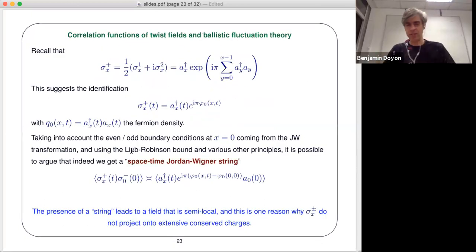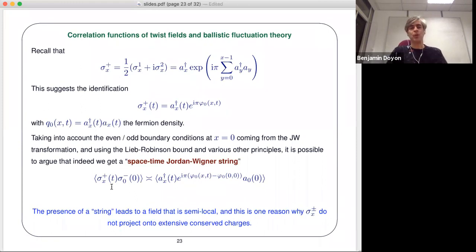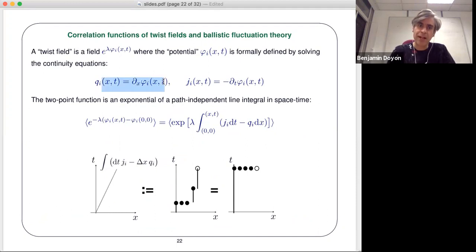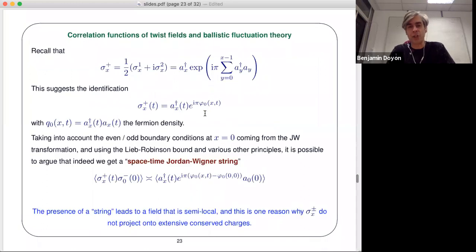So thanks to everybody who is still there. This is the idea that you can rewrite this two-point function sigma plus sigma minus in terms of a product of twist fields, essentially, which are exponentials of differences of height fields at different points, height fields being defined from the hydrodynamic perspective as integrations of densities and currents. So really you rewrite that as an exponential of a space-time Wigner string, where you integrate over space-time the current associated with the fermion number.